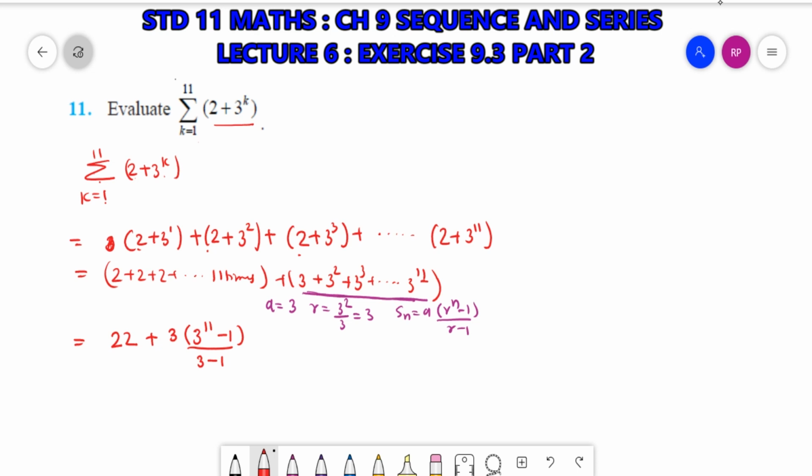Okay, clear? So this will be equal to 22. 3 minus 1, that is 2. So plus 3 by 2, 3 raised to 11 minus 1. Okay, so this is the answer of question number 11. Just note it down.